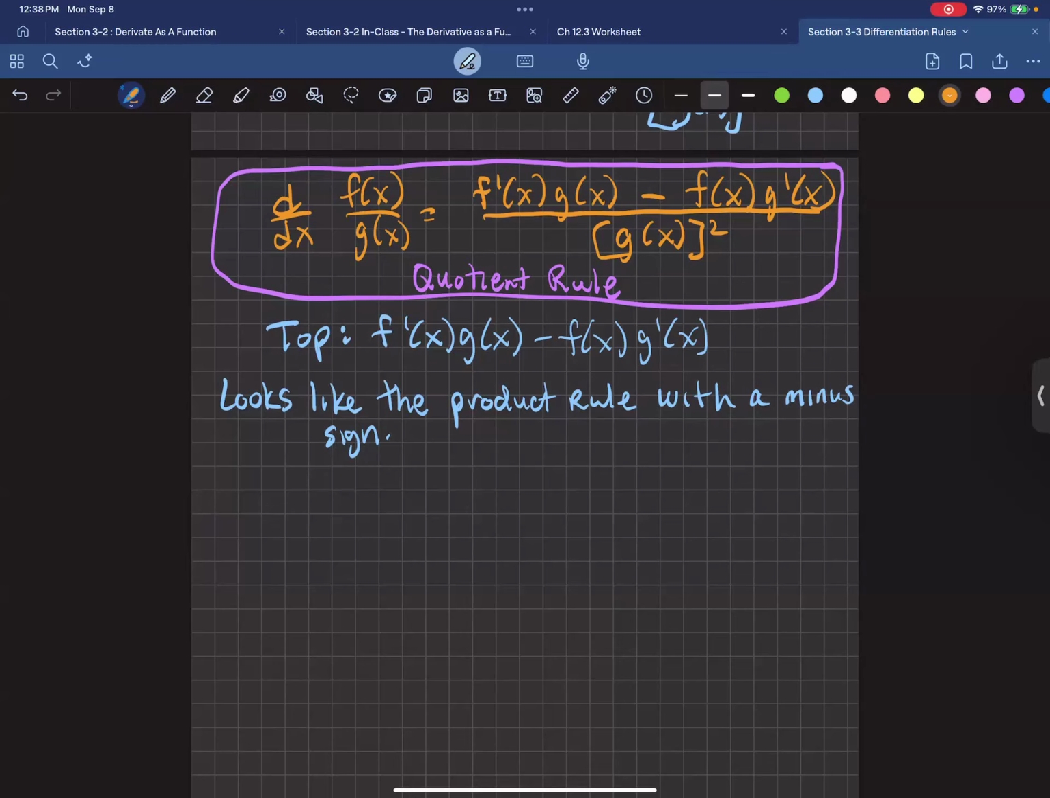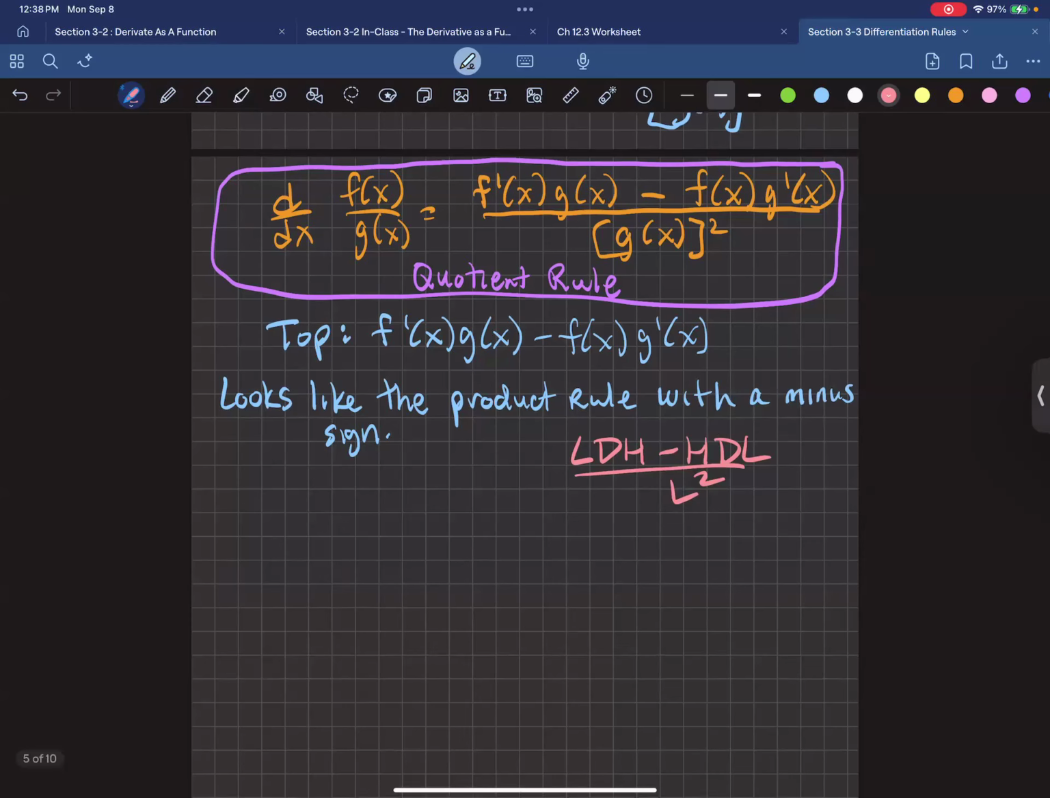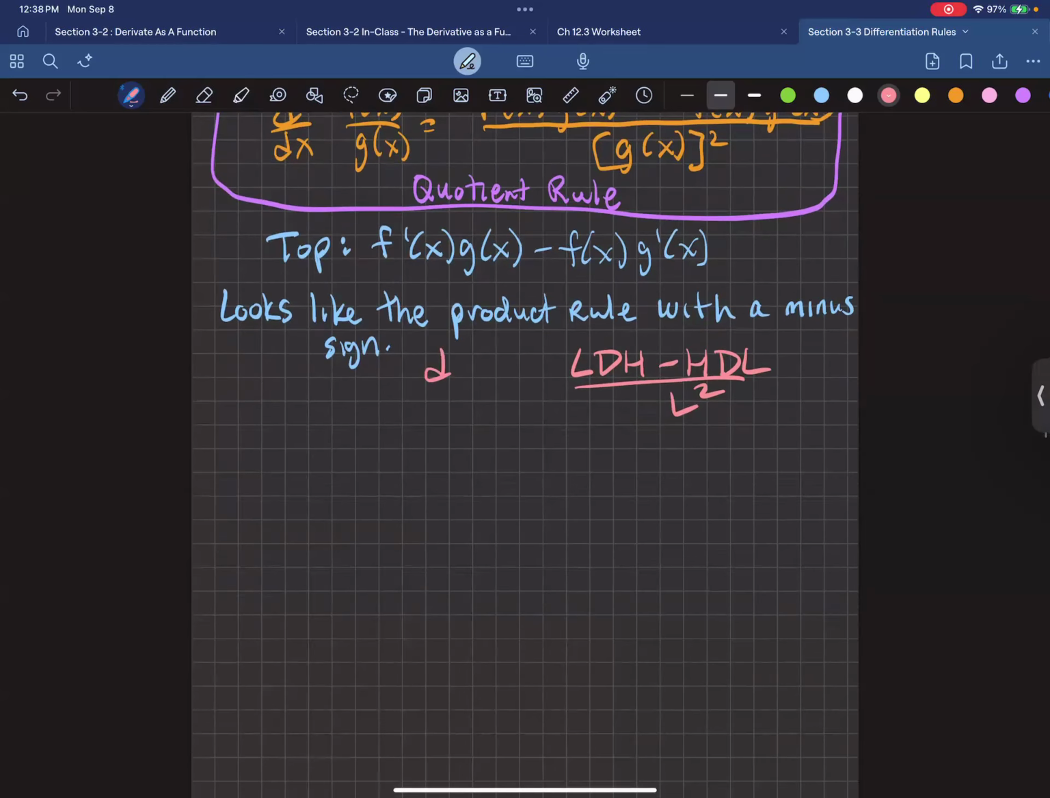So that's what you got to remember. If you like the jingle better, low D high minus high D low over low squared, that works too. And that's when you're just doing the derivative of high over low.